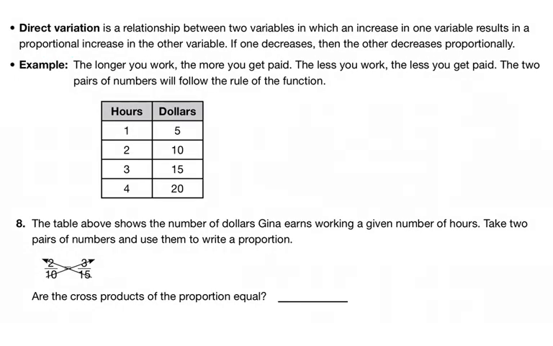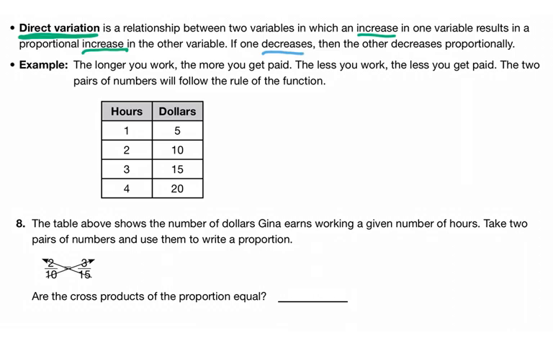So a thing that you need to know that's really important, a vocabulary word or words together, is direct variation. Direct variation, because there's 2 different types of variation we're going to talk about. The first is direct variation. It's a relationship between 2 variables in which an increase in one results in a proportional increase in the other variable. So if it increases, the other one's going to increase.